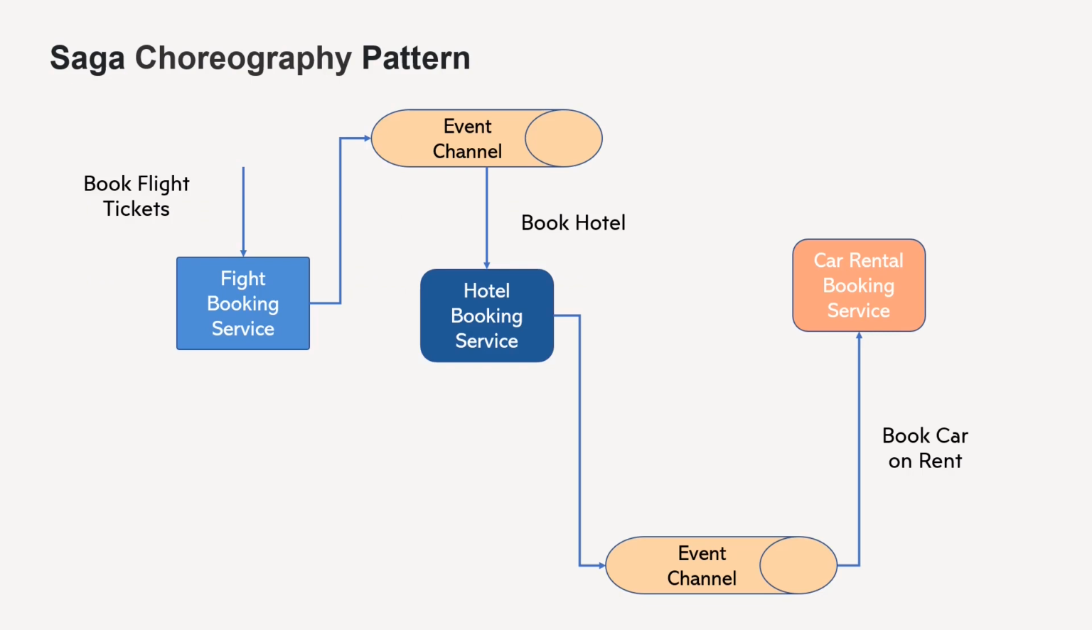In this, suppose you have multiple microservices which are part of one saga or one business requirement. Then these microservices talk to each other via messages or events. So, for example, if you have this flight booking service and it gets a request from a customer, then it will process and then it will emit a message or event to the event channel that is being listened to by the next service, and then it will process that request later on.